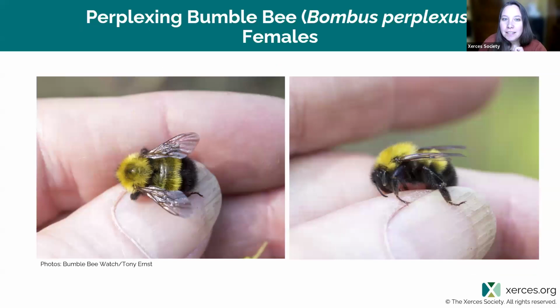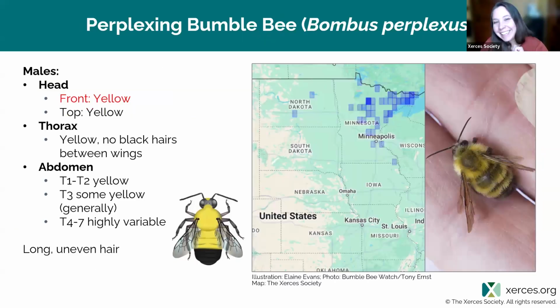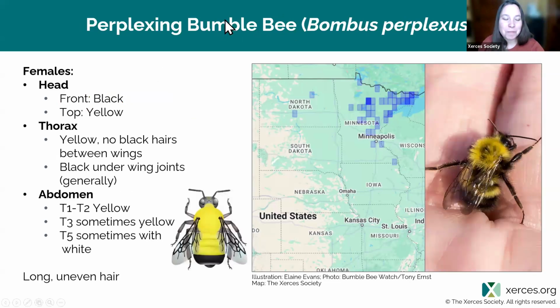All right. So excitingly, we are going to talk about the perplexing bumblebee next, which I'm pretty excited about because this is one of my favorite bumblebee species. Once again, this is a species that you're not going to find across the entire Midwest. We see it pretty often in Minnesota and the upper Midwest, but it's not found in Missouri. We might find it in Iowa. If you are somebody who is in Iowa, please keep an eye out for this species. It's one we think could be there, but we're not 100% sure.